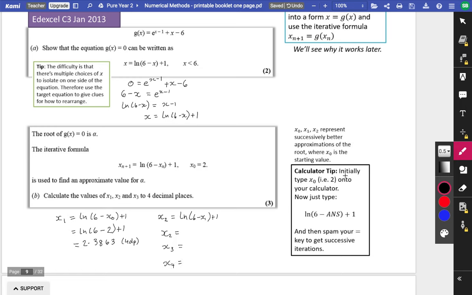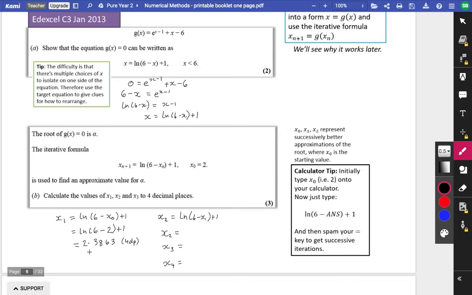The first thing you should initially do with your calculator is press 2 and then equals. That stores the 2 as your answer. Then you can just type in ln of 6 minus answer plus 1. You can recreate that iterative formula. So I'm going to do that on my calculator: ln of 6 minus answer, close the brackets, plus 1. And it should generate our first one here, which is 2.3863.